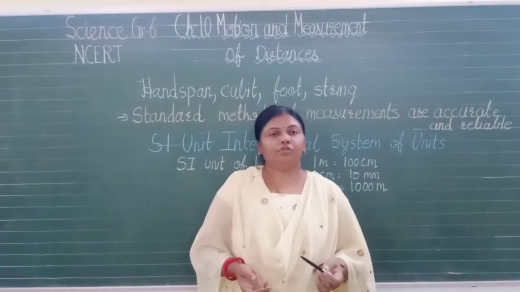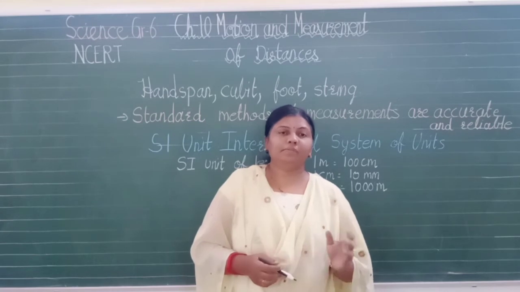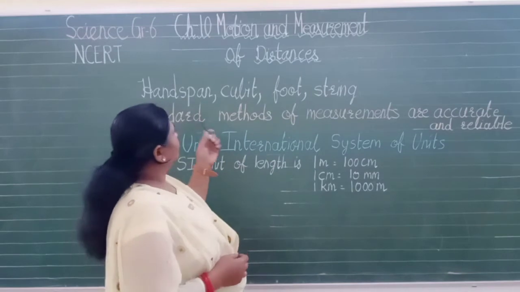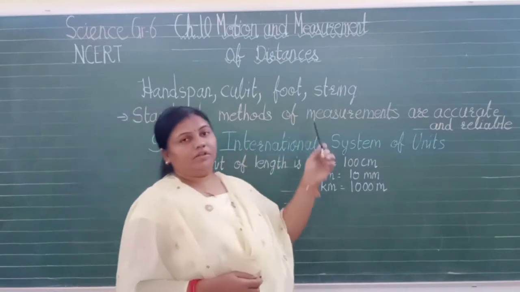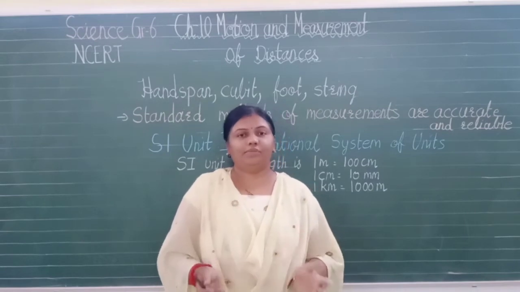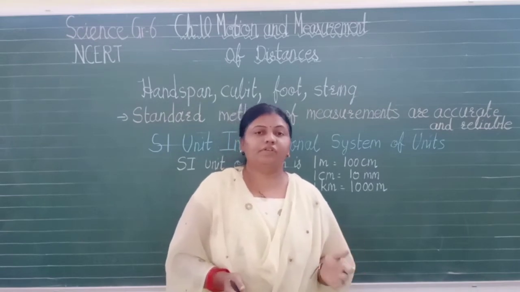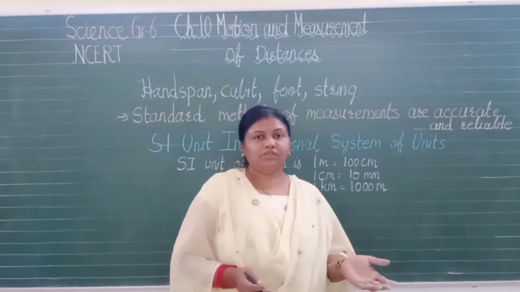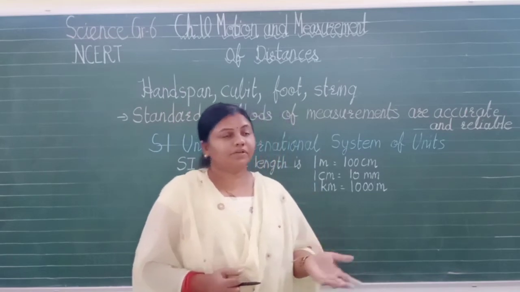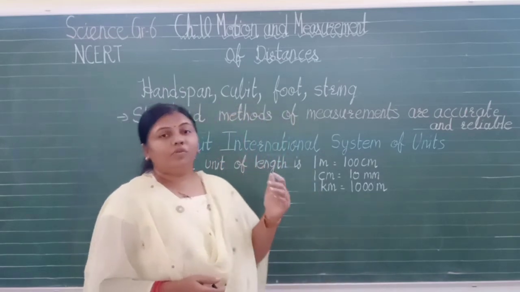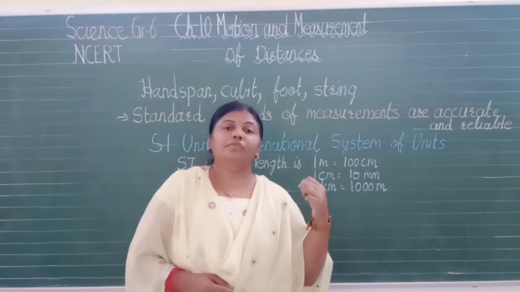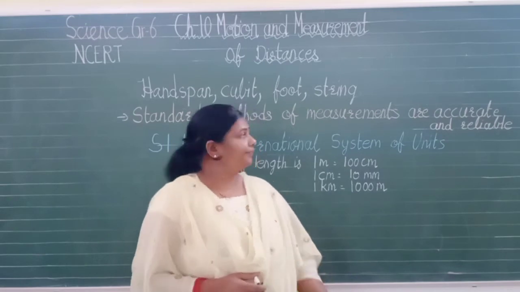Okay, so I have told you that previously the measurement was done with the help of a hand span. Others were a cubit, foot, string, and so on. But you know very well that we cannot get an accurate measurement because the hands of different persons vary, isn't it? Even the foot of a person varies from person to person. Cubit, what is the cubit? Cubit is also a kind of measurement from your arm to your hand.